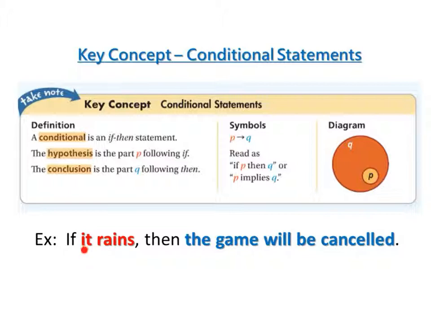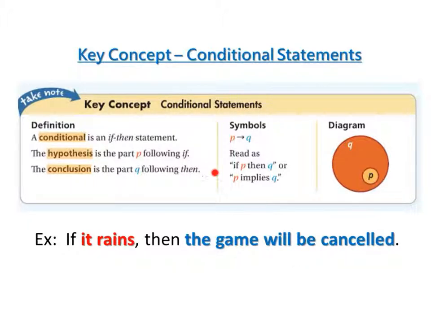So if it rains, and the conclusion is what will happen if that happens. So the conclusion is the part following the word then. Then the game will be canceled. So our hypothesis is it rains, and the conclusion is the game will be canceled.